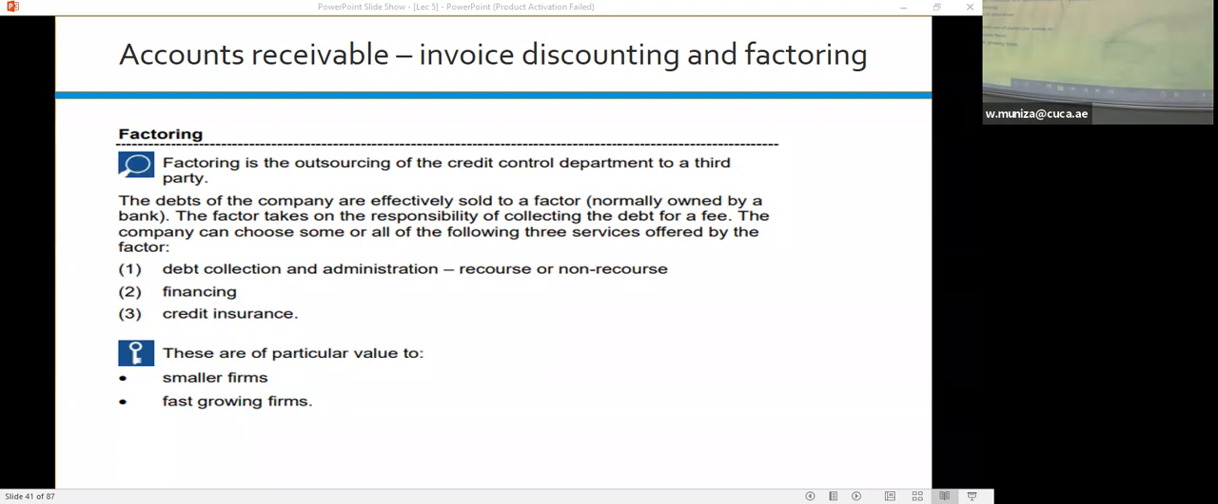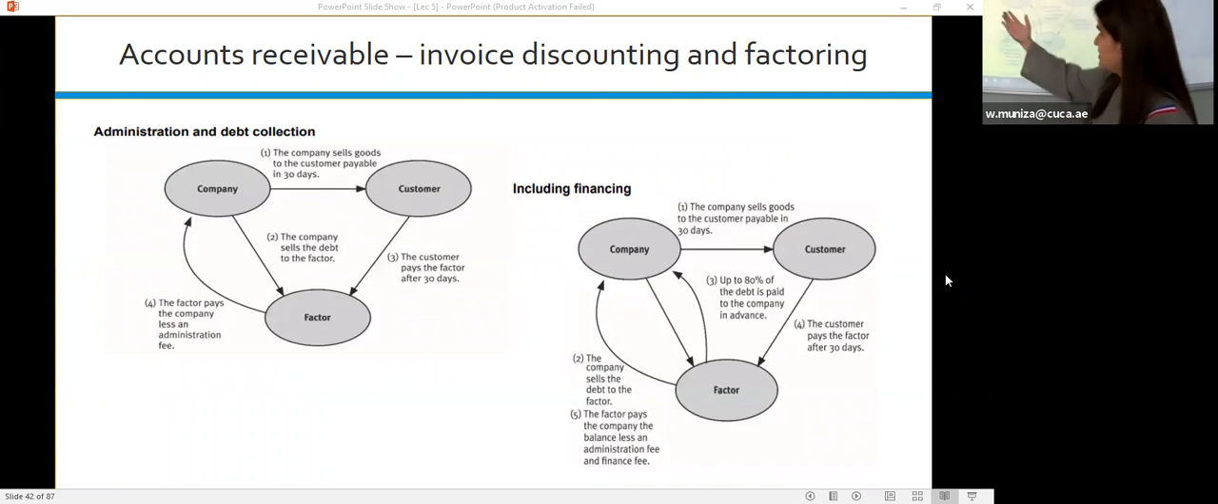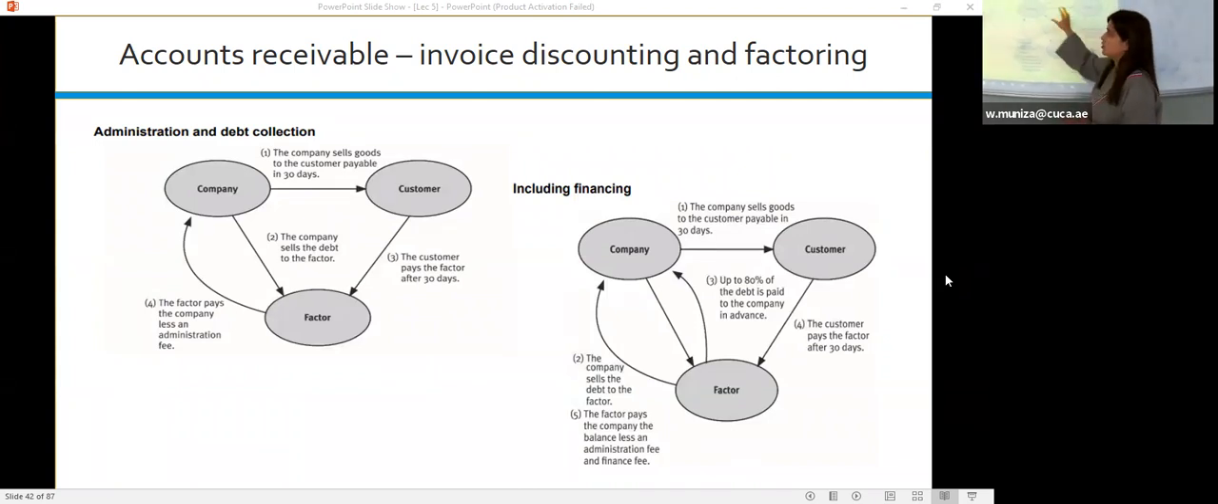These are of particular value to smaller firms and faster growing firms. Now, when administration and debt collection is given to the third party, the process is going to be like this. When financing is also included in the service, the process will be like this. So let's see. When administration and debt collection responsibility is given to the factor, what is going to be the course? The company sells the goods to the customer, payable in 30 days.